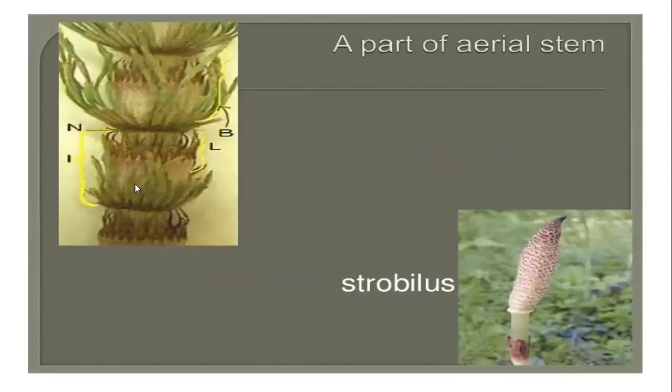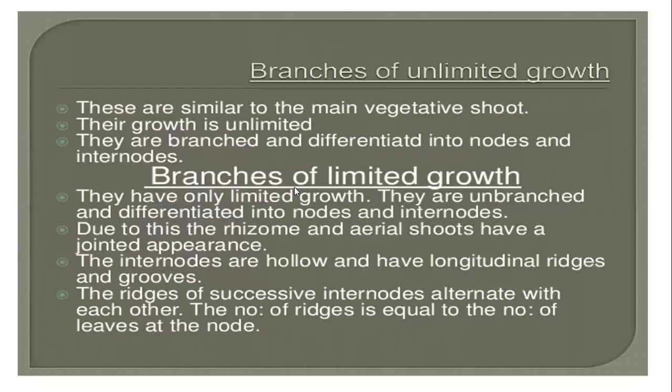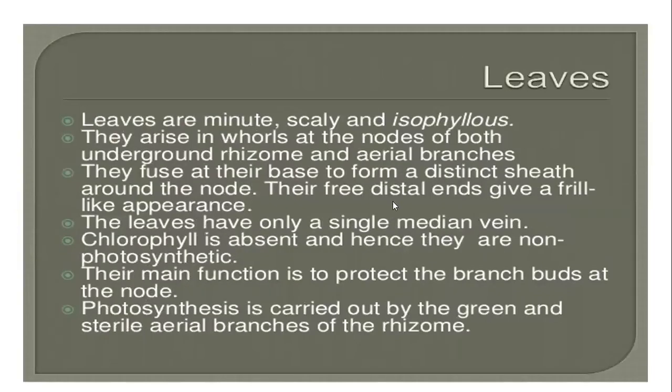So just now I'll show you here. These are the leaves. These leaves are all joined, or attached with one another, at the base, whereas the upper part of the leaf forms a frill-like appearance. Now the leaves have only a single midvein in the center. Chlorophyll is absent, hence they are non-photosynthetic. But the main function is to protect the branch buds at the nodal region.